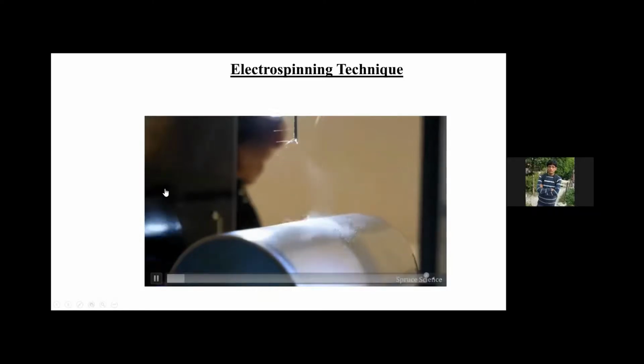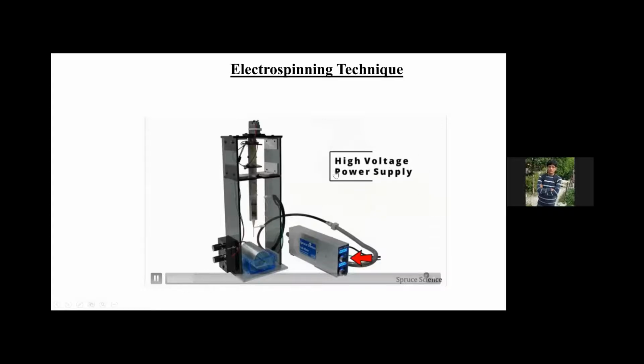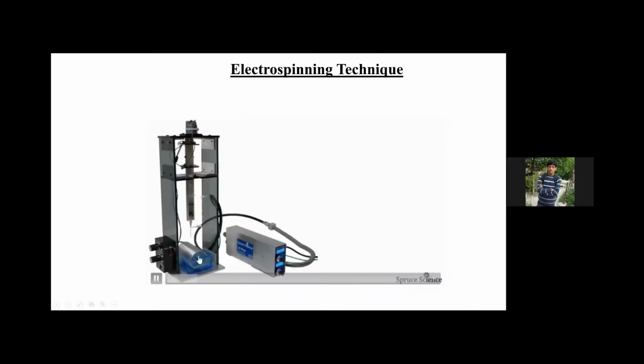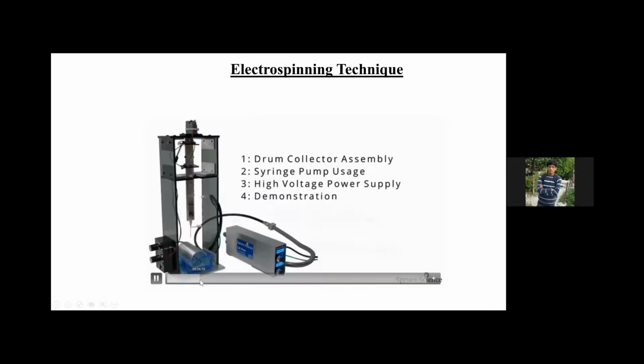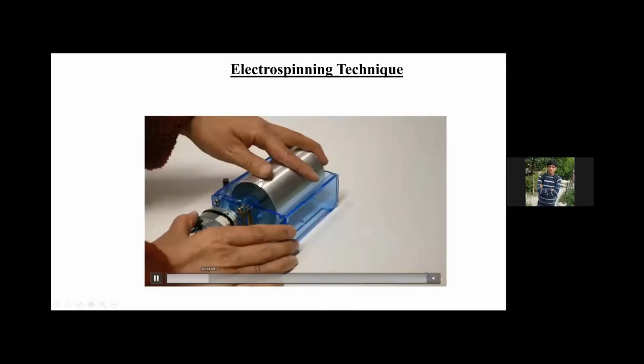We can also vary the voltage and the solution to get the kind of nanoribbons or nanorods we want. This is the electrospinning instrument, and it needs a high power supply. Here is the syringe pump, here we have a syringe, and here is the collector.